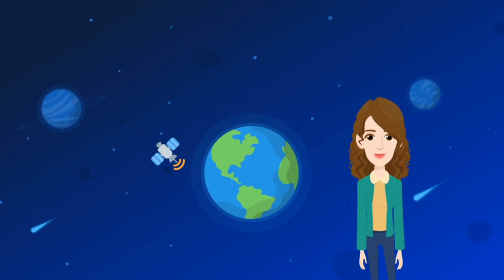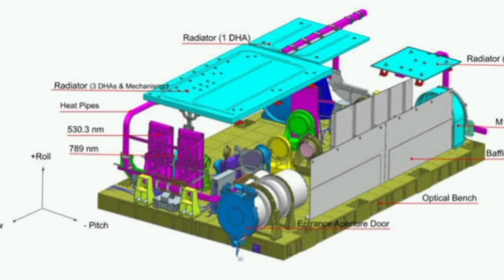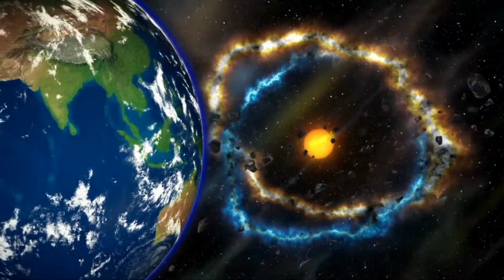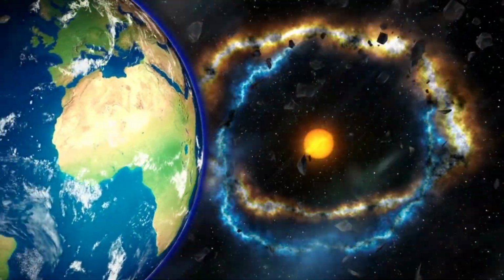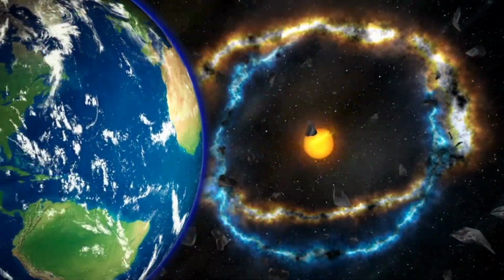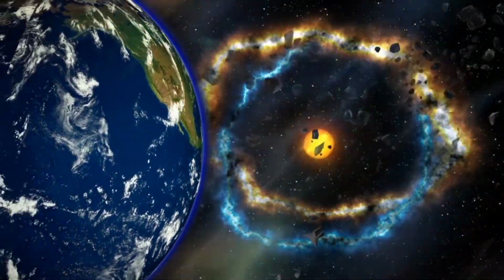Okay, now we have got the objectives, but can we go into more detail? Yes, of course we can. We will now know about the payloads. The first payload is the Visible Emission Line Coronagraph, which is also called VELC. It will do corona imaging and spectroscopy. Always remember, the corona we are talking about here is not a virus, but it is the outermost layer of the sun. The outermost layer of the sun, which is called the corona, consists of plasma.